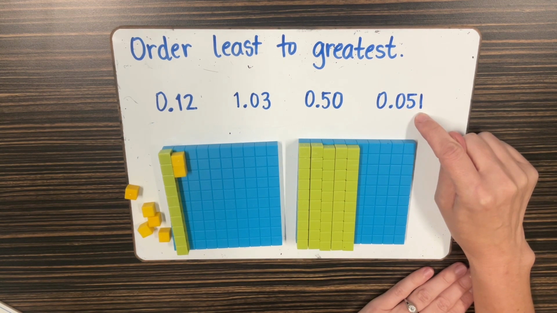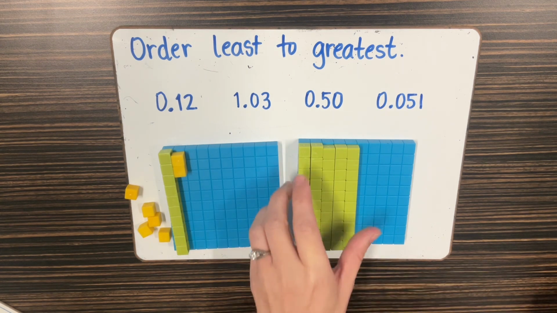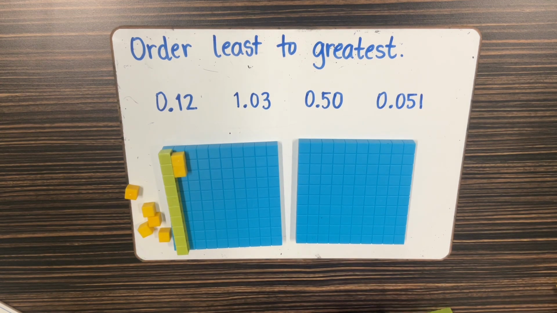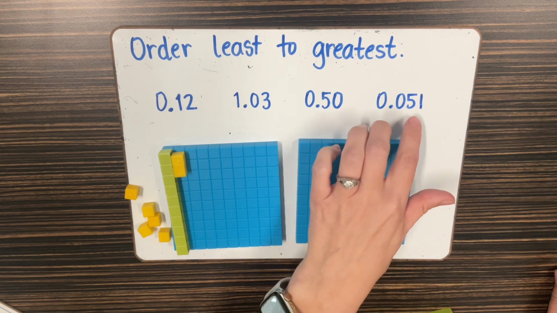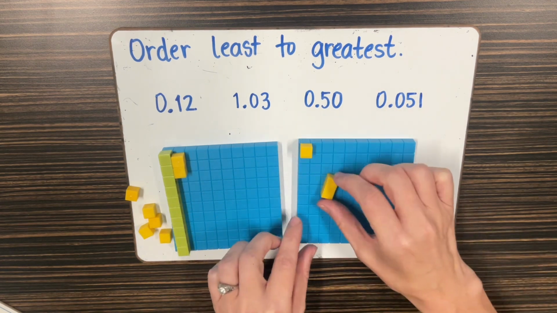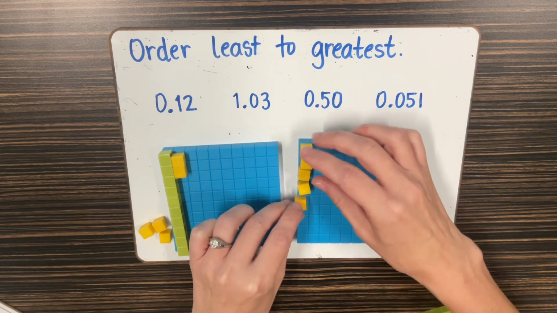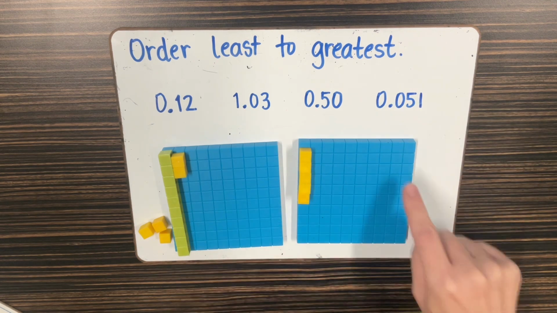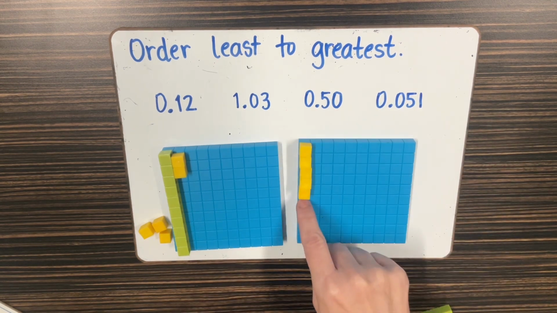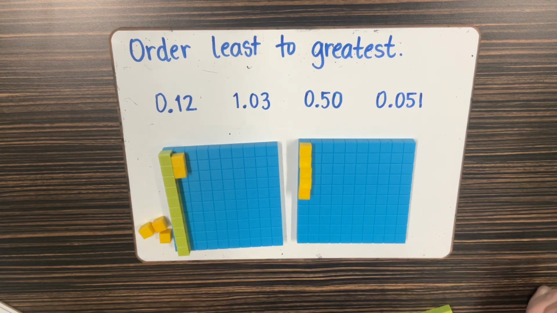51 thousandths. How might I represent that with the base 10 blocks? Pause the video and have a chat about it. Well, 51 thousandths, if this is a whole, that's 5 hundredths. That means I'd only have 5 little hundredths and then 1 thousandth. I can't really show that thousandth with this model, but I know that it would be a very, very tiny piece of that. So this number is even smaller than that one.